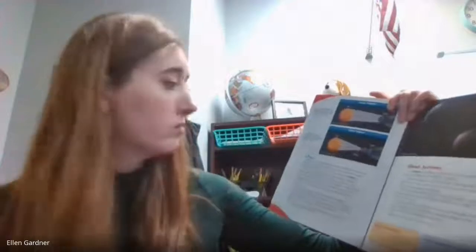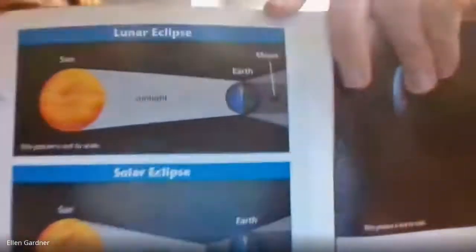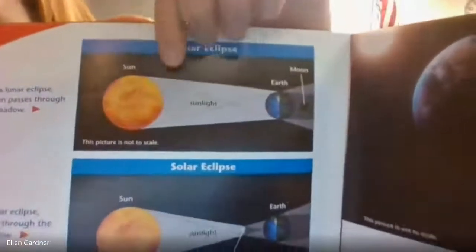A lunar eclipse happens when the moon passes through Earth's shadow. Remember that the moon is lighted by the sun. When the moon moves into Earth's shadow, Earth blocks sunlight from reaching the moon. The moon becomes dark for a while. You can watch a lunar eclipse safely without eye protection. So here is a lunar eclipse. And I'll present my screen and show something from online too.